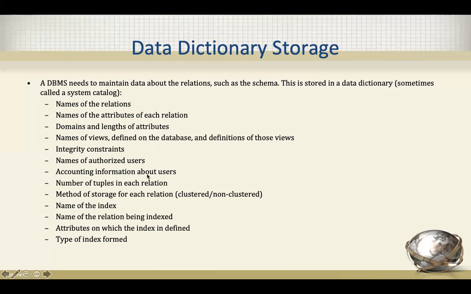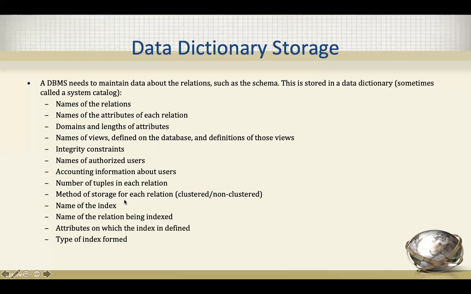Then accounting information about users, number of tuples in each relation. What is the meaning of tuples? Tuple is nothing but one row in the table. Getting it? One row or one record in the table is called a tuple, in the relation, means in the table. So how many rows are in the table, that is also stored in the database.